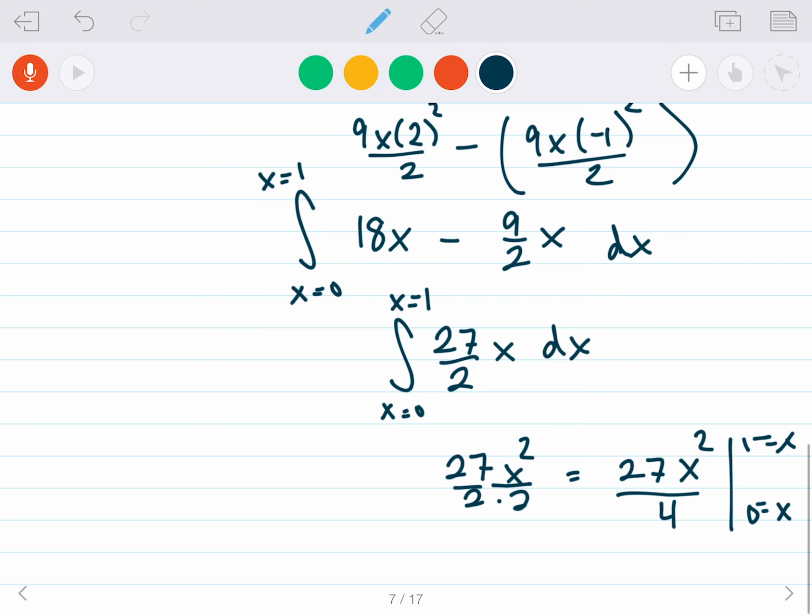So if I plug in 1, I just get 27 over 4 minus 0, which is just 27 over 4. And that is my answer.